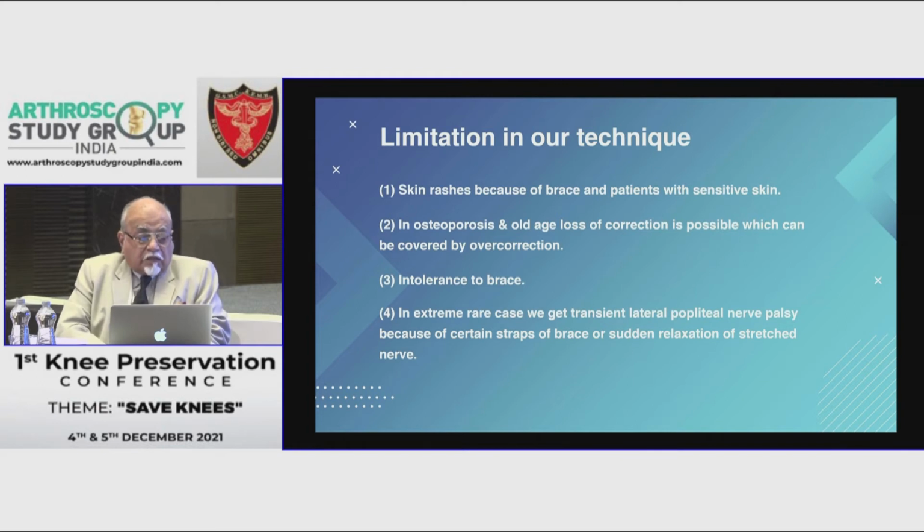Limitations of our technique are skin rashes because of the brace in patients with sensitive skin. In osteoporosis and old age, loss of correction is possible, which can be covered by overcorrection. Intolerance to the brace is a contraindication. In extremely rare cases, we get transient lateral popliteal nerve palsy because of a certain strap of the brace or sudden relaxation of the stretched lateral popliteal nerve.